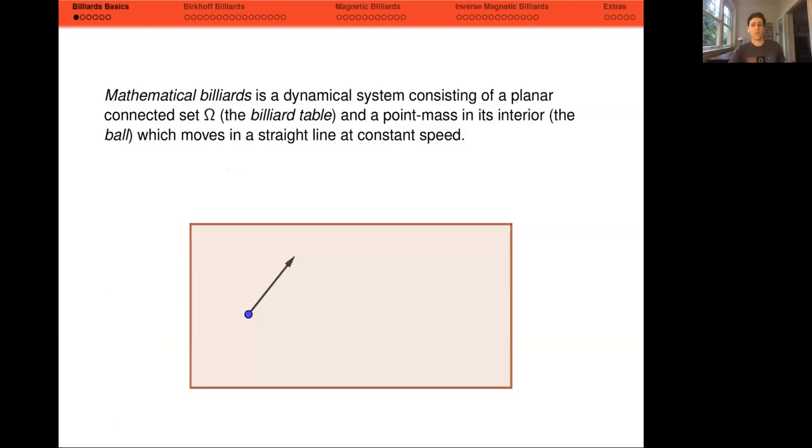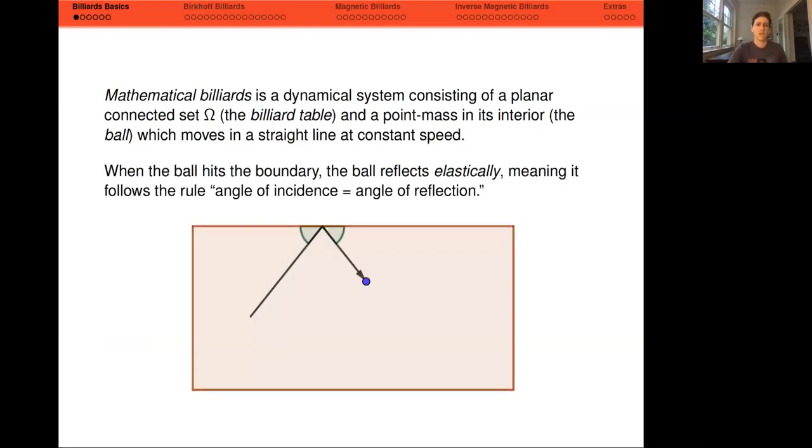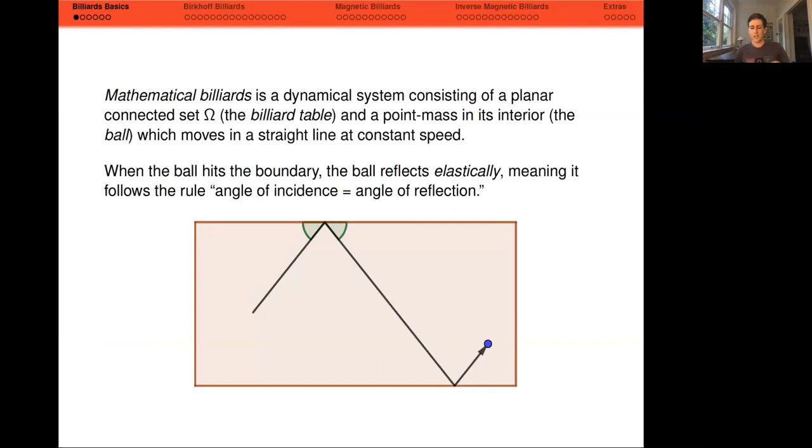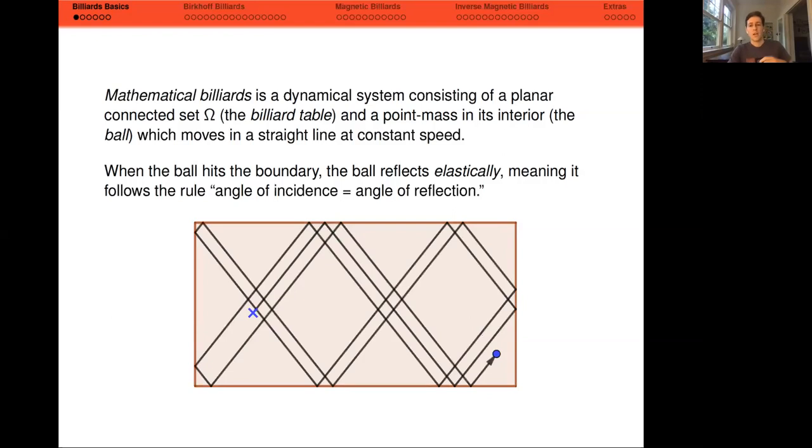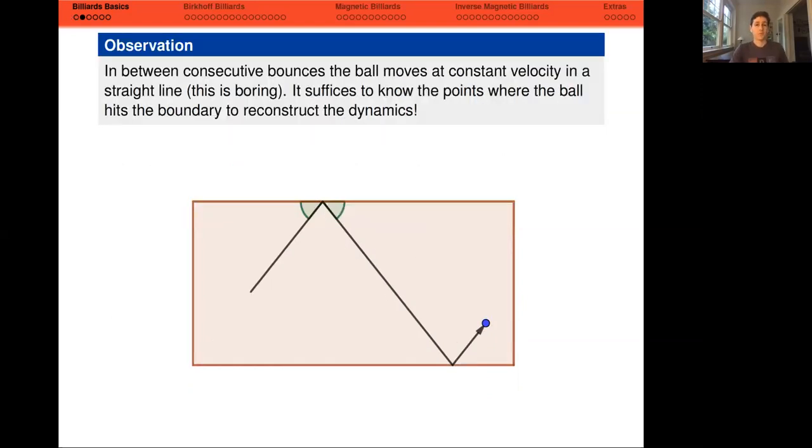So to start, mathematical billiards is going to be a very simple dynamical system where we consider a connected set that we call the billiard table and a point mass on its interior that we call the billiard ball. And we assume that it moves in a straight line with constant speed. When the ball hits the boundary, it reflects elastically. It satisfies the rule angle of incidence equals angle of reflection. And in physics, sometimes this is seen as conservation of energy and conservation of linear momentum. And as you can see, we can get some very nice pictures here too.